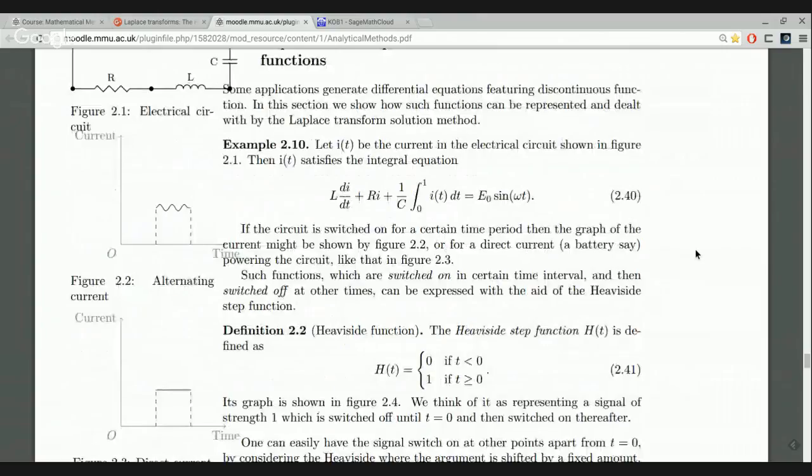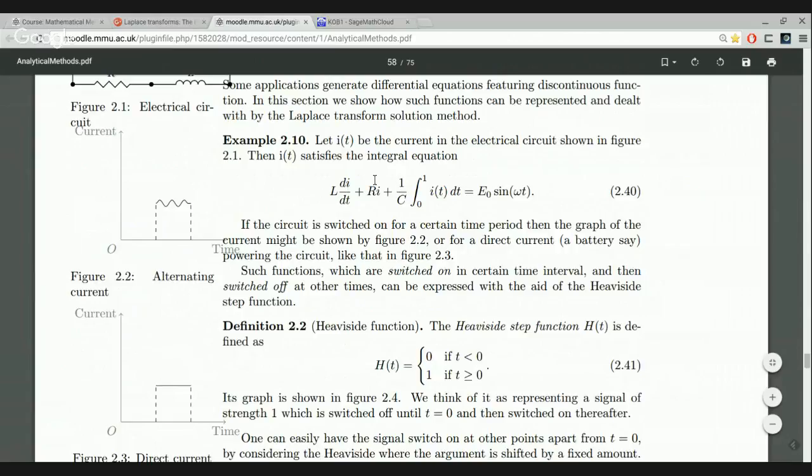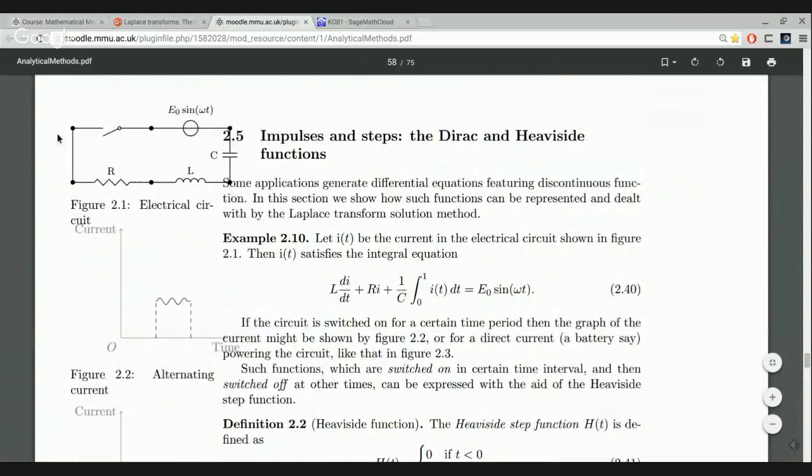Now there's an example, example 2.10 here, which doesn't necessarily look like an ODE because it's featuring an integral in it. There's a derivative and an integral, so you'd maybe call this an integral equation. But it's equivalent to an ODE because you've got this unknown function I. So this I of t is the current flowing at time t through this circuit. We've got a derivative of I of t, and we've also got an integral of I of t here.